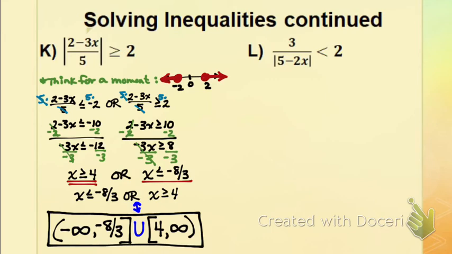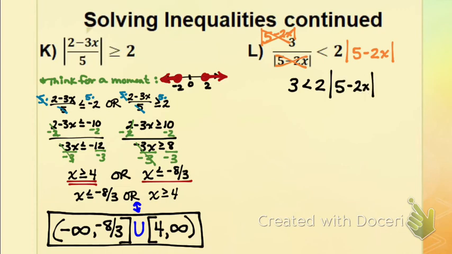If I could get that absolute value isolated, like in part K, then I can set it up and solve it similarly to part K. How do I get something out of a denominator? Multiply by it. So I'm going to multiply both sides by this denominator. I do not want to distribute this, though. 3 is less than 2 times the absolute value of 5 minus 2x. Just immediately divide by 2. And now I've got my absolute value isolated.